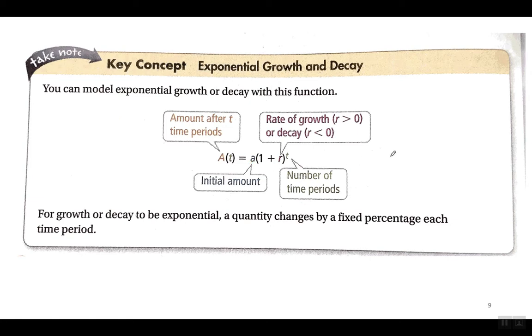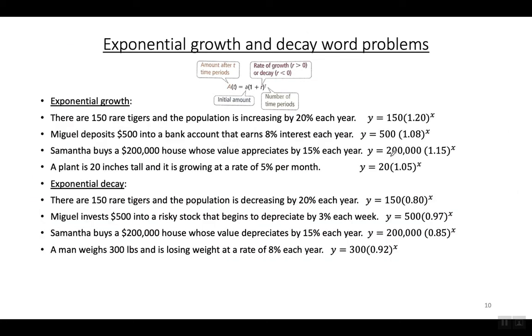All right, so look. I put several examples of exponential growth and several examples of exponential decay. Look and you'll see what I mean, okay? First of all, in my first sentence, there are 150 rare tigers. Boom, that's my initial amount, 150. Right here, forget about the rest. I'll get to the rest in a second.